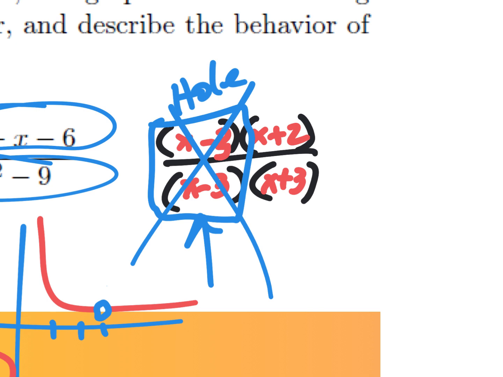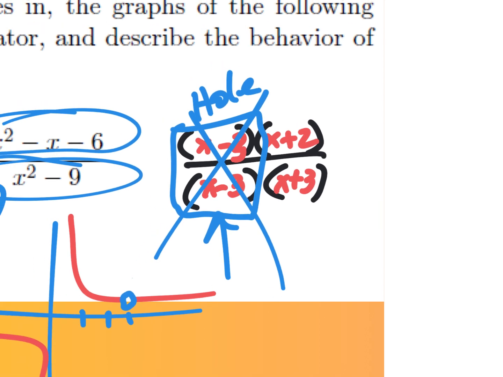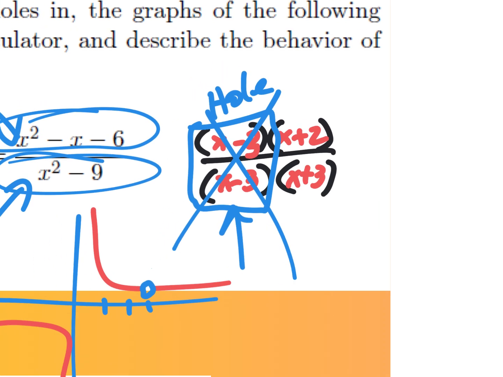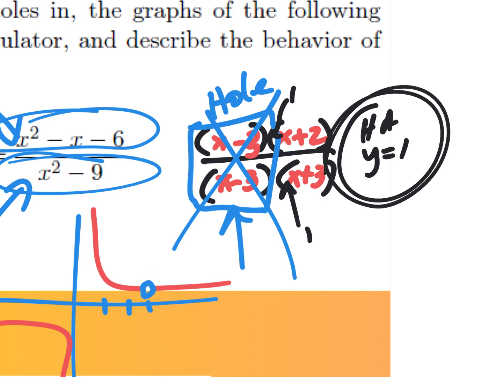So what do you think the answer is? Ratio of the lead coefficients. Well, the lead here is a 1, and the lead here is a 1. So it's y equals 1 over 1. Y equals 1. So I know there's a horizontal asymptote at y equals 1. I know there's a vertical asymptote at the other thing. We already know there's a hole here.